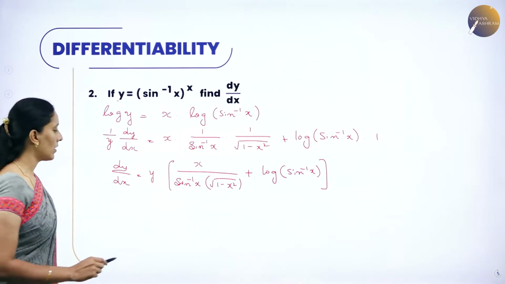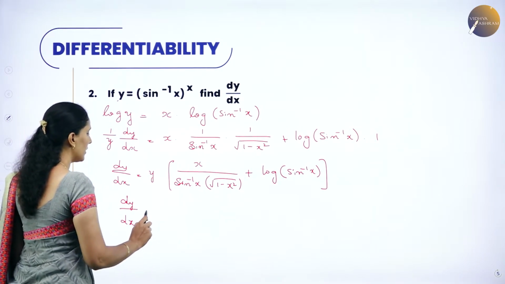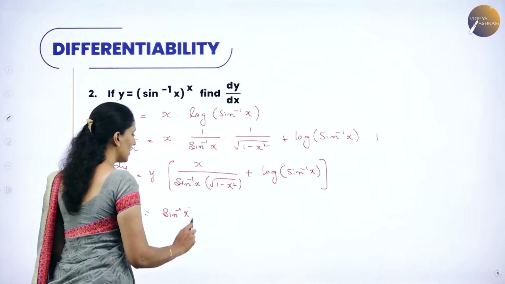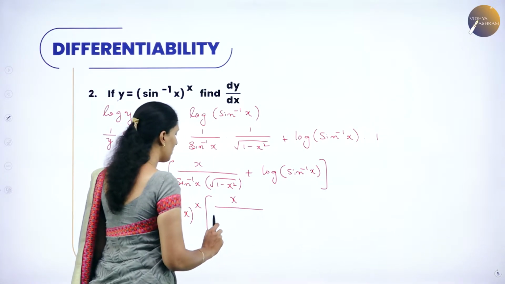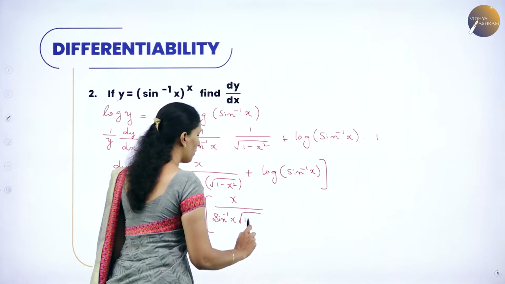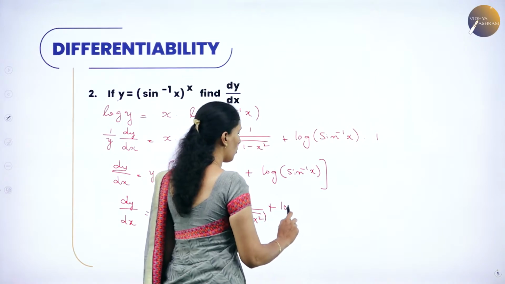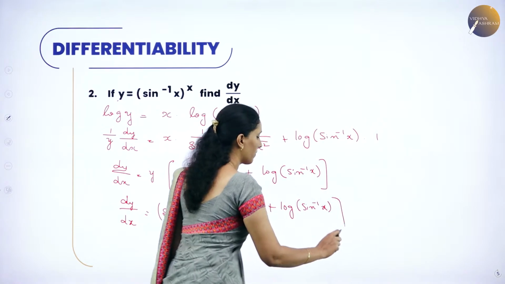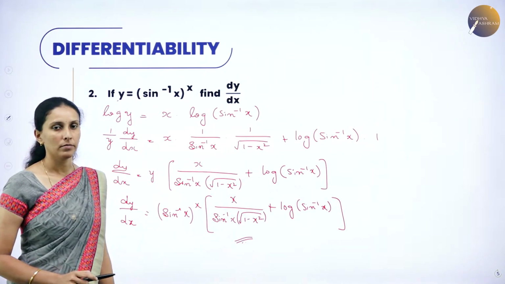So replace the value of y which we have taken. So dy by dx is equal to sine inverse x to the power x into x divided by sine inverse x root of 1 minus x square plus log of sine inverse x. So this is the derivative of the given function.